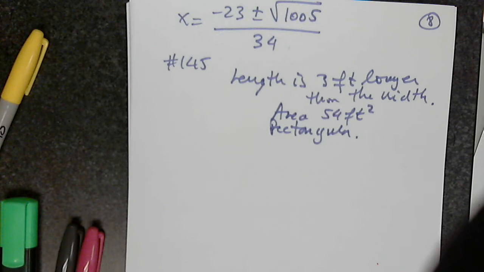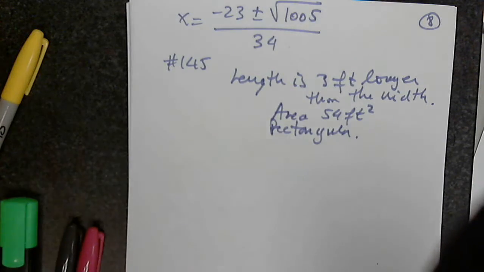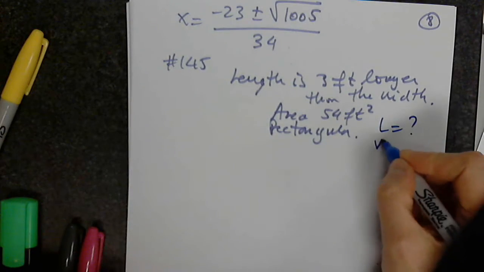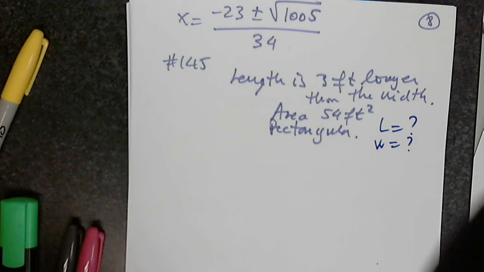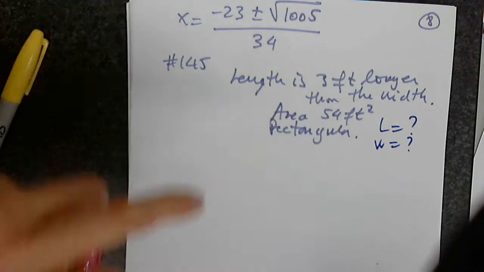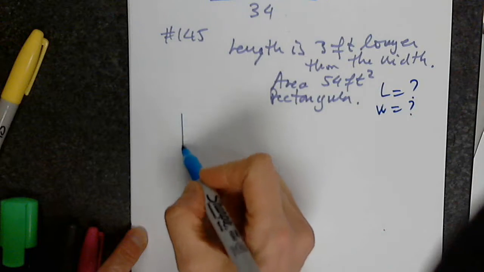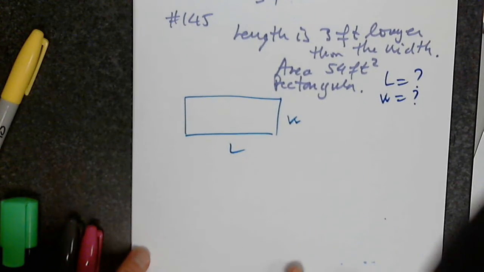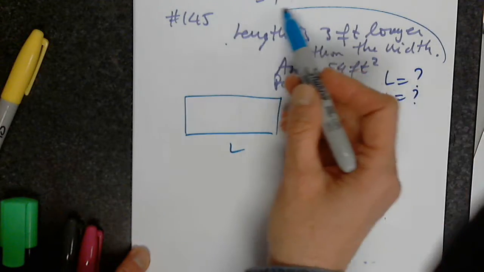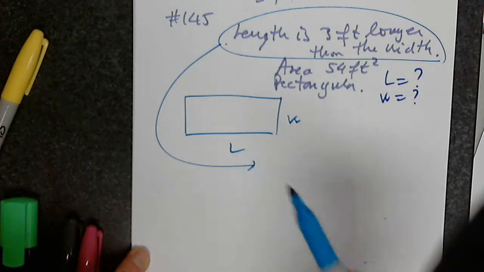So we have a rectangular shape or sign. The length is 3 feet longer than the width, and the area is 54. Find the length and find the width. What do I do? Let's change the first sentence into an equation. Can anyone give us an equation?